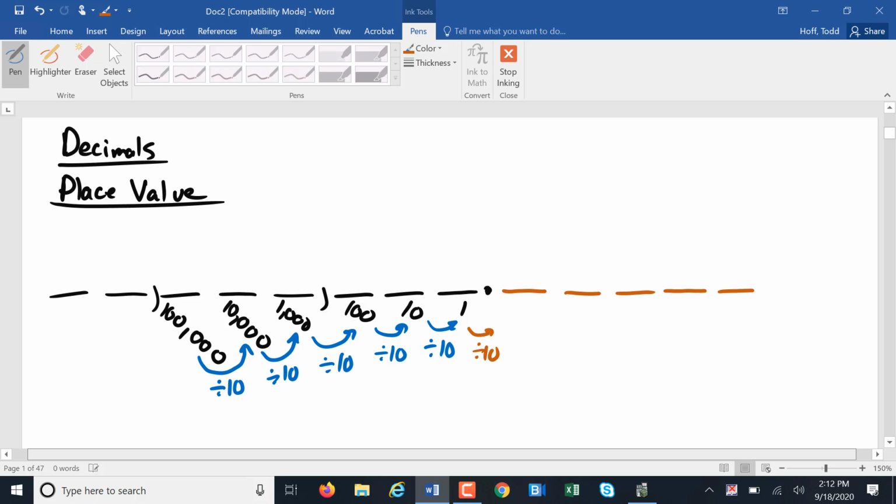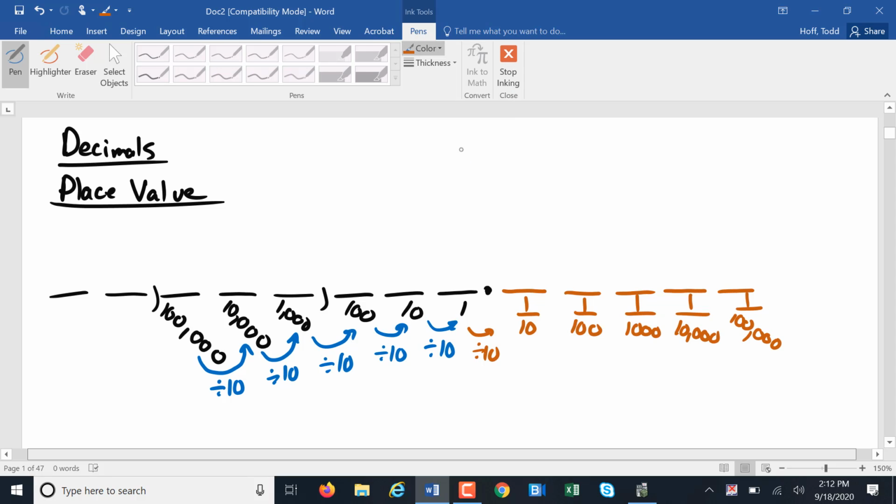1 divided by 10 is a tenth. A tenth divided by 10 is a hundredth. Divided by 10 is a thousandth. Divided by 10 is a 10,000th. And divided by 10 again is a 100,000th.